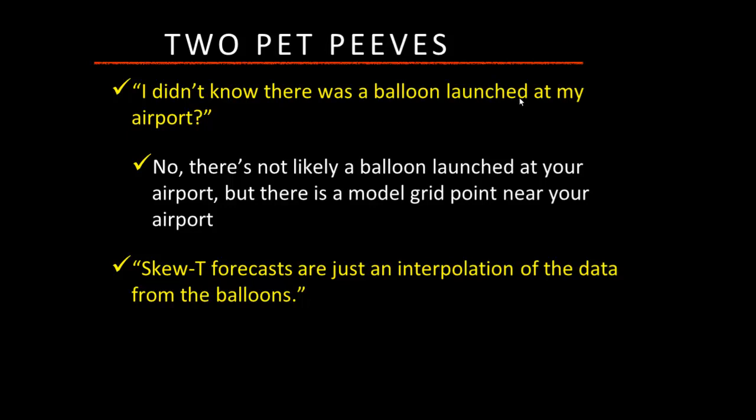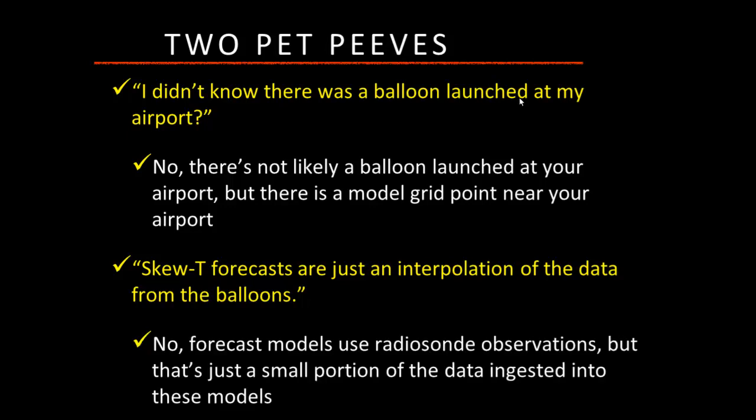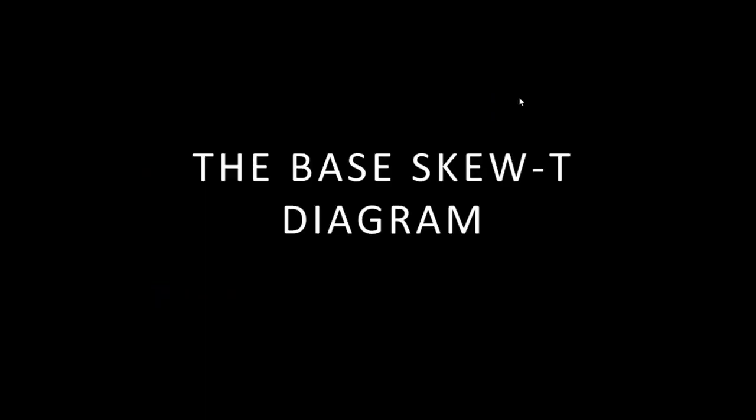So a forecast model takes in a lot of data, including the radiosonde observations, which are really important to forecast models, but it's just a small portion of the overall data that's ingested in these models. And at that point, the Rapid Refreshes run every single hour to update it, taking all the new data in to produce a new forecast. So it's much better than just an interpolation from the weather balloons.